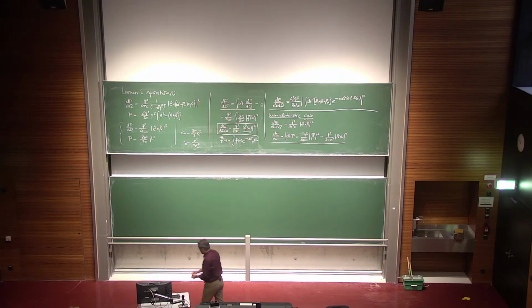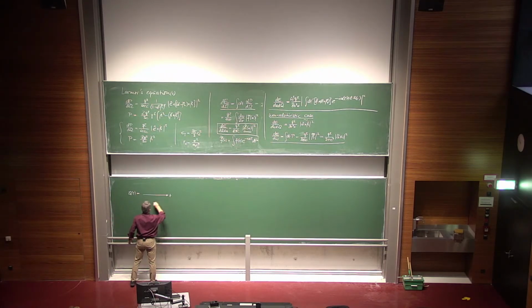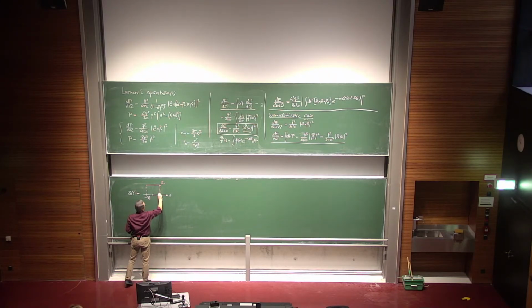So let's say we have the following acceleration profile as a function of time. Between times minus tau over 2 and plus tau over 2, we have a constant acceleration. Let's call that A0. And at all other times, the acceleration is 0.